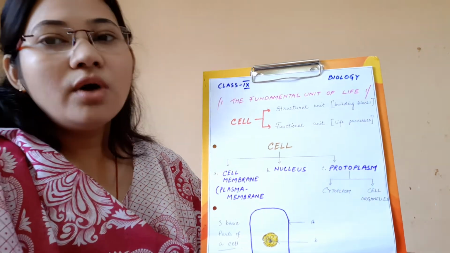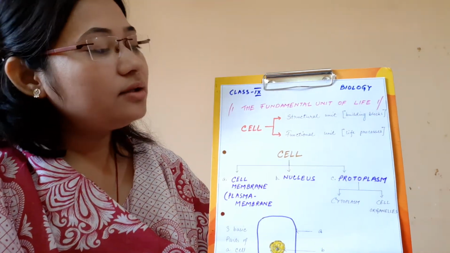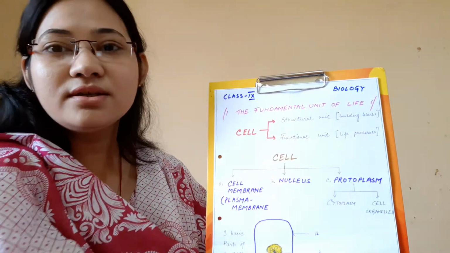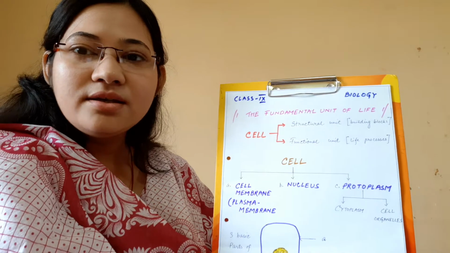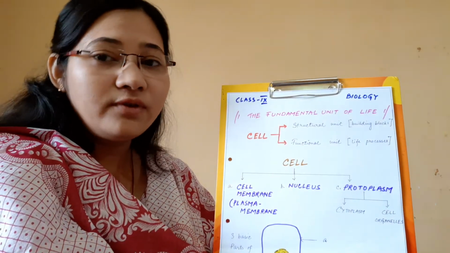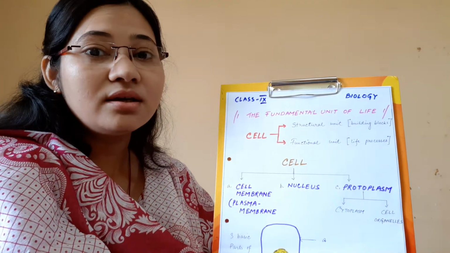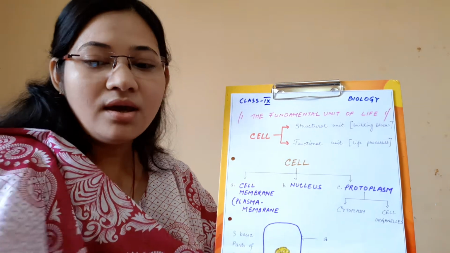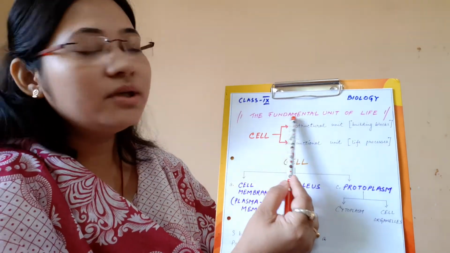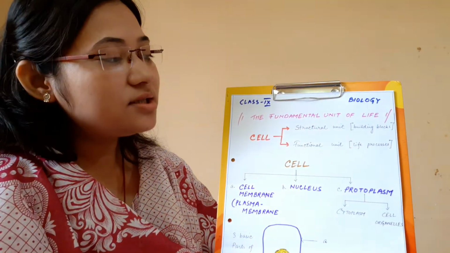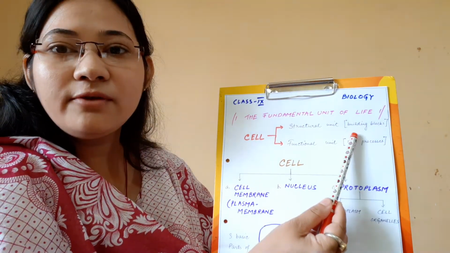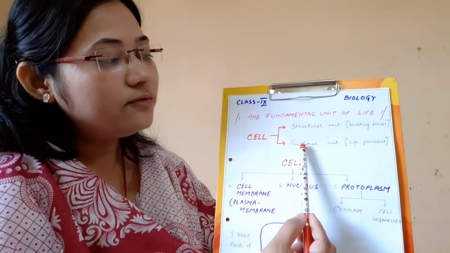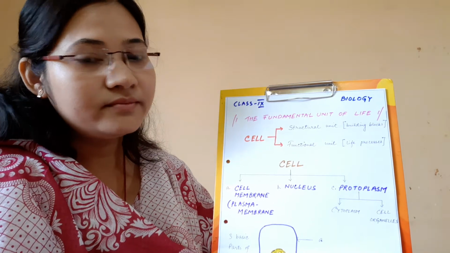Now, you have read in class 8 that the fundamental unit of life is a cell. Cell is called the fundamental unit of life. That means the basic unit of life. Cell is called the basic or fundamental unit of life because it is the structural unit of life and it is also the functional unit of life.